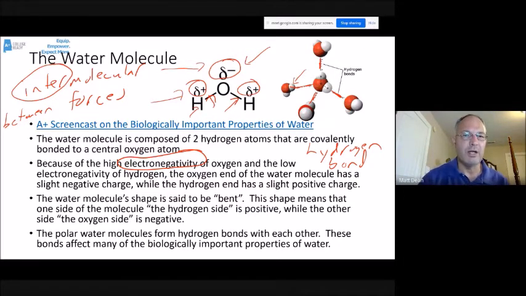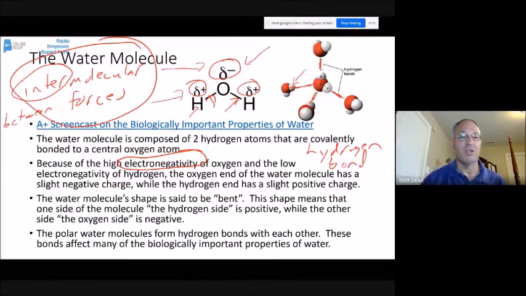Compared to covalent bonds, hydrogen bonds are very, very weak. Now, you might have heard your chemistry teacher say that they're strong. They are strong compared to other intermolecular forces. But compared to covalent and ionic bonds, intramolecular bonds, they're very weak. But in a container of water, there are millions of them. So even though individually those bonds are pretty weak, collectively, they're very, very strong. And they're responsible for most of the biologically important properties of water. Let's talk about what some of those are.